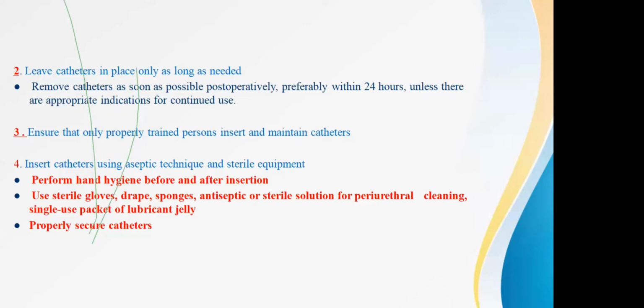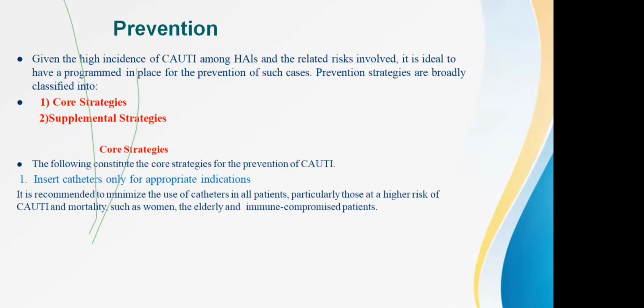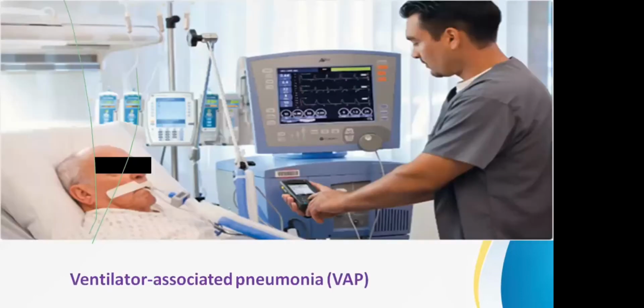And without mentioning, it cannot go away saying that aseptic technique, how well any trained person is doing it, whether he or she is performing the hand hygiene before and after the insertion, the 5 movements of hand hygiene, whether sterile gloves were used or not, sponges, antiseptic area, periurethral cleaning, single-use packet of lubricant jelly. So all these prerequisites are very much required as core and supplemental strategies for the prevention of catheter-associated urinary tract infections. Moving on, next we have the ventilator associated pneumonias.